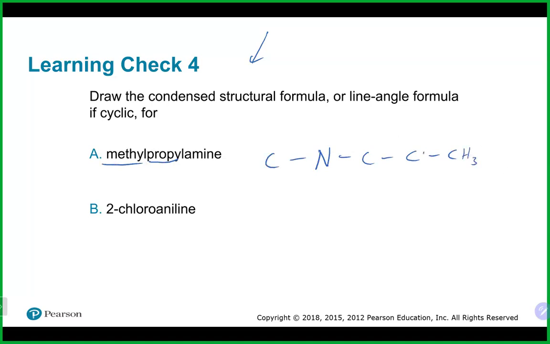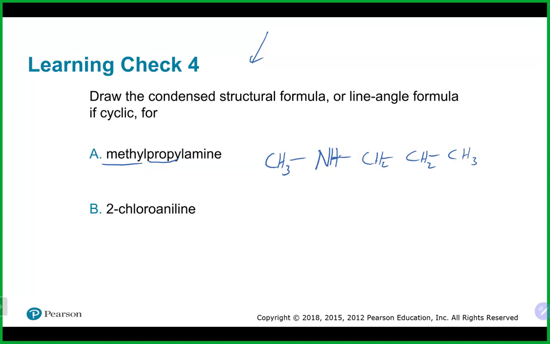So that's going to be a 3. That's going to be a 2. That will be a 2. That will be a 3. And do I need anything else? What about the nitrogen? Actually, I do need 1 hydrogen here. So you would need 1 hydrogen here, and that's because this is a secondary amine, which means it should have 1 hydrogen, right?